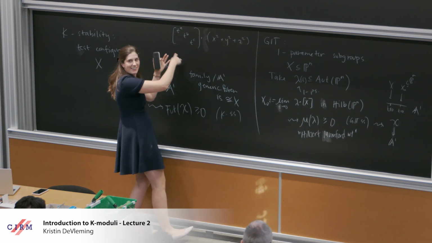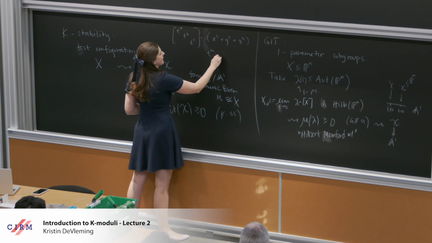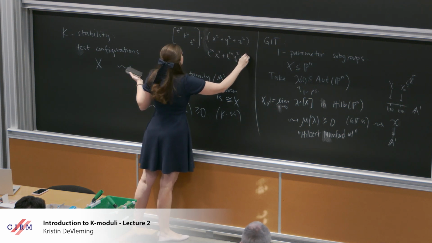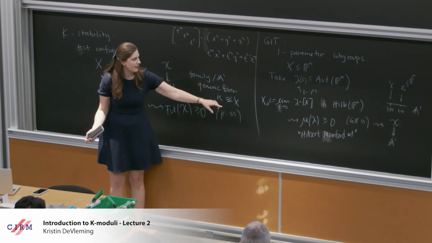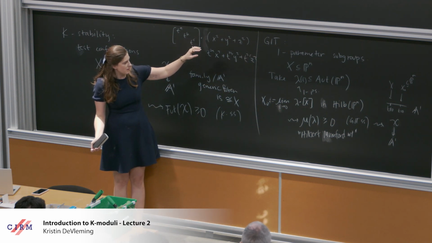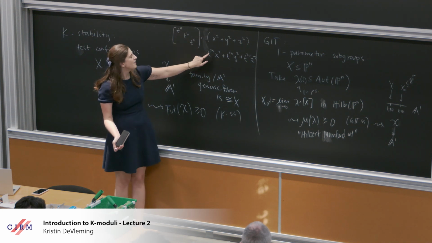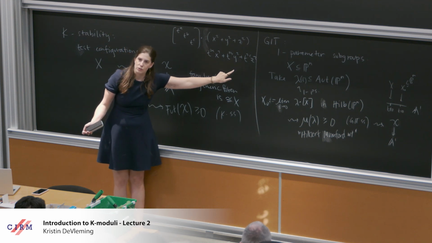So maybe it acts on a hypersurface like x squared plus y squared plus z squared. This is not a cubic, but whatever, right? It acts on this by just plugging in. So you get t to the 2a x squared plus t to the 2b y squared. Well, I don't know why I picked a long equation, but whatever. Plus t to the 2c z squared. And the Hilbert-Mumford weight is, by the convention that I've defined it, you look at the minimum over all of the coefficients of the monomials.